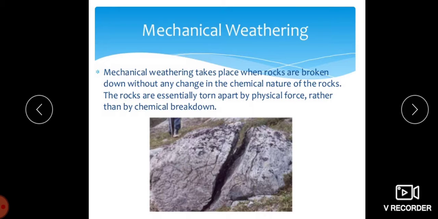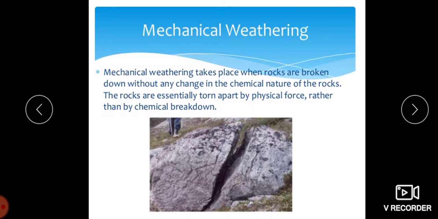Now let us move to oxidation. In this type of chemical weathering, oxygen dissolved in water reacts with some minerals like iron to form oxides. Secondly, we have carbonation. When the rainwater falls, children, on the limestone, the calcium carbonate which is present in the rocks absorbs the carbon dioxide from rainwater, and it becomes calcium bicarbonate.